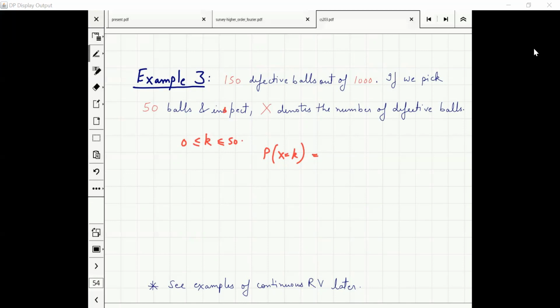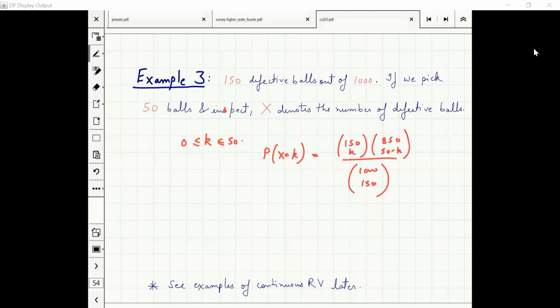What are the total number of possibilities? I'm choosing 50 balls out of 1,000, right? And then what are the favorable cases? 150 choose k into 850 choose 50 minus k. Okay. So this is the probability.